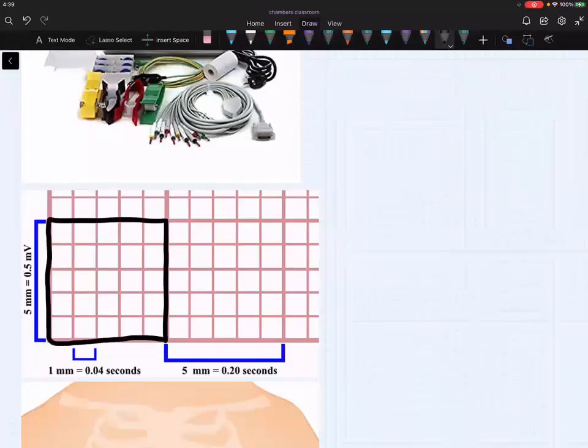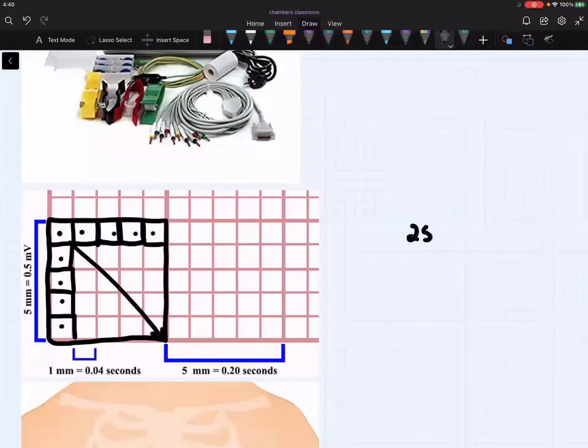Okay, this contains many small boxes, and these are called small boxes. If you count them, they will be five: 1 2 3 4 5. And if you count them by the y-axis, you have again 5: 1 2 3 4 5. So in total it becomes 5 cross 5, that's 25 boxes. 25 boxes per one big box.